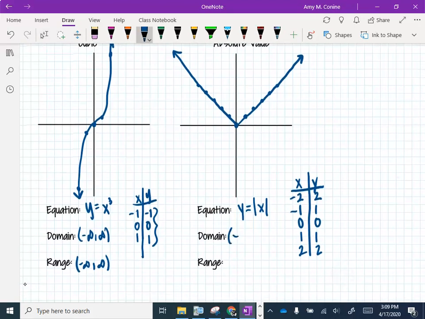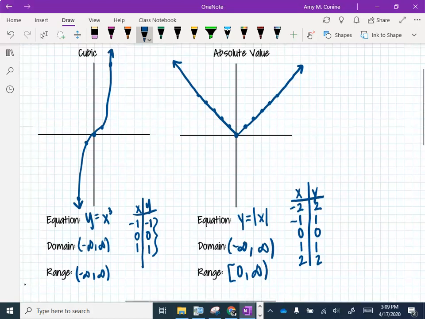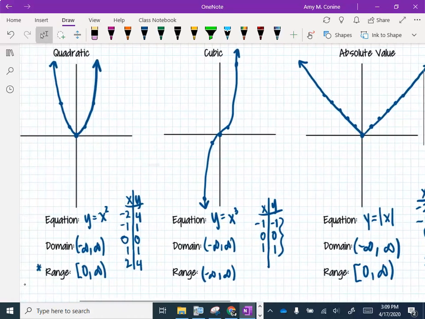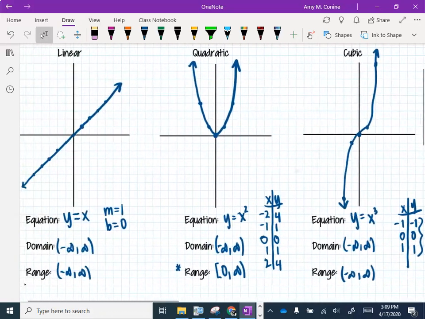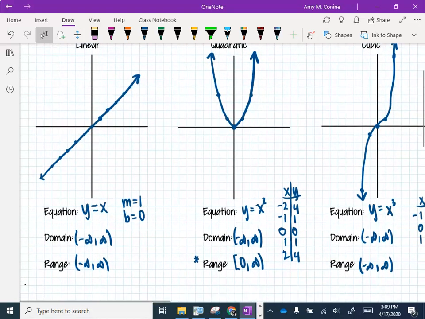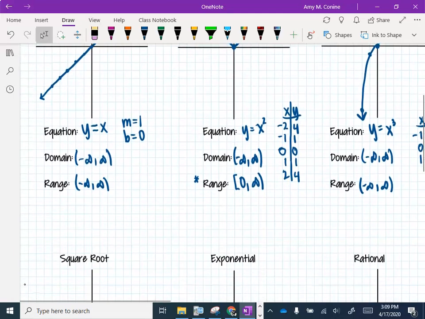So domain for this is just all real numbers, so negative infinity to positive infinity. And your range, we're including 0, and we only get positive answers, so we'll go to positive infinity. All right, so that's our first row of functions: absolute value, cubic, quadratic, and linear. Okay, and then we have another row below that we're going to talk about.